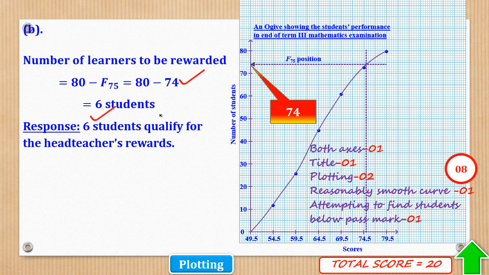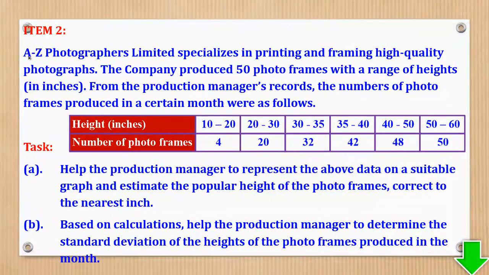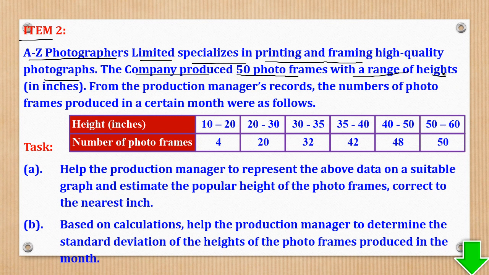So that's how you could get a total score of 20 in this item. Then item 2 was also on statistics, but this time, unlike item 1 where you were tallying, here they have given you the table, a frequency table. It says A to Z Photographers Limited specializes in printing and framing high quality photographs. The company produced 50 photo frames with a range of heights in inches. From the production manager's records, the number of photo frames produced in a certain month were as follows. So these are the ones.